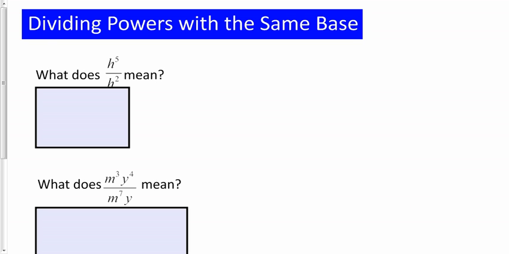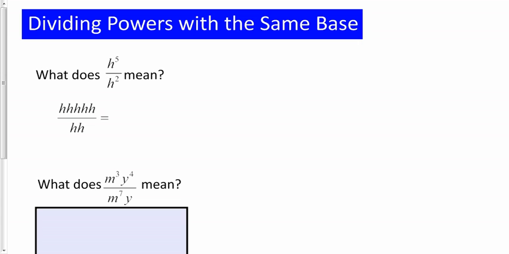All right, now let's look at dividing powers with the same base. If I have h to the 5th over h squared, well, what does that really mean? It means 5 h's in the numerator, 2 h's in the denominator. And if I want to simplify this, I can just cancel out 2 h's in the numerator with 2 h's in the denominator, and that's h to the 3rd.